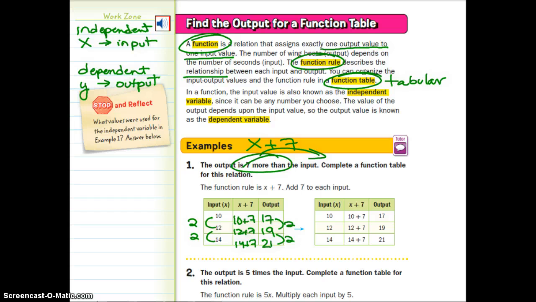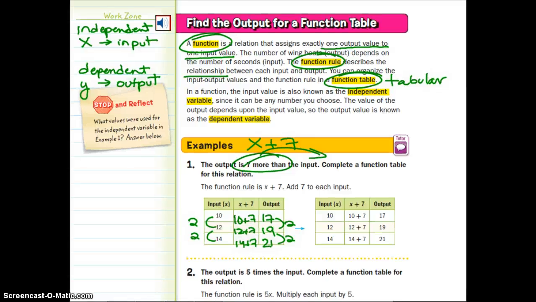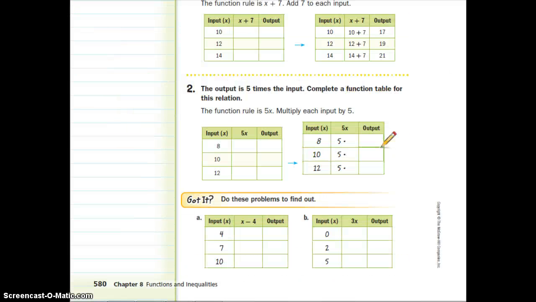Great, let's look at example number 2. Alright, in example number 2, the output is 5 times the input. Times, so that would be 5x. Complete the function table for this relationship. So, again, we're multiplying everything by 5. And again, we've got a spacing of 2.